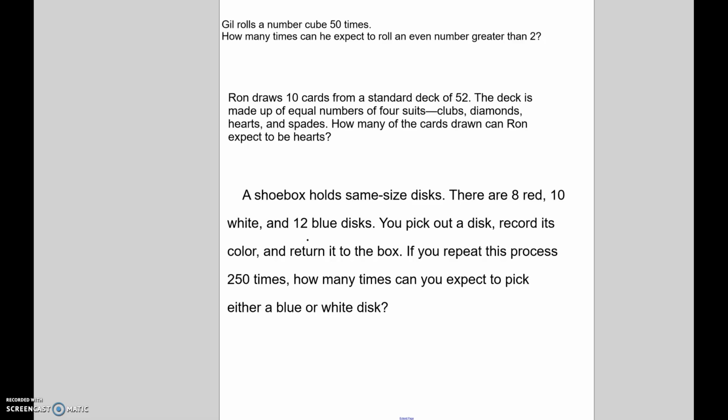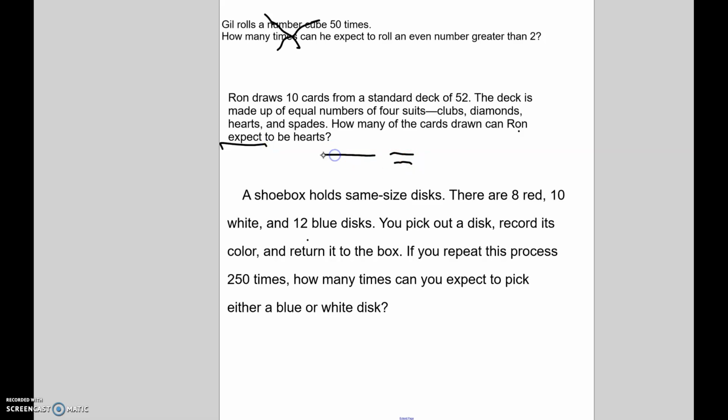Alright, now we are going to do the 2 last questions. So Ron has a deck of cards, so look at your handout from yesterday about a deck of cards, and he's drawing 10 cards from a standard deck of cards that has 52. All decks of cards have 52, if it's talking about a standard deck. The deck is made up of 4 suits, and that's in that picture I gave you. There's clubs, diamonds, hearts, and spades. How many of the cards drawn can Ron expect to be hearts?